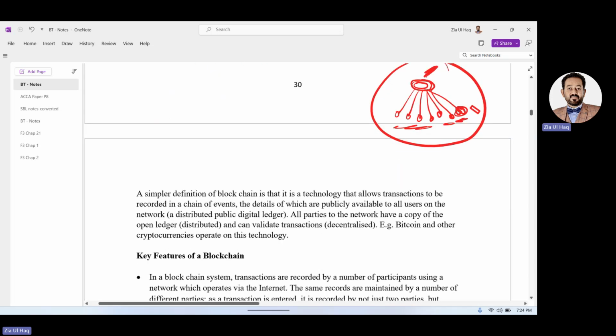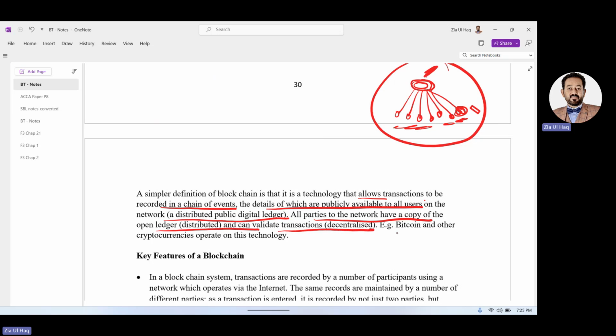A simpler definition of blockchain is that it is a technology that allows transactions to be recorded in a chain of events, the details of which are publicly available to all users on the network, a distributed public digital ledger. All parties to the network have a copy of the open ledger and can validate transactions in a decentralized way. For example, Bitcoin and other cryptocurrencies operate on this technology. In Bitcoin cryptocurrency, blockchain technology is used, managing the Binance accounts of different users.